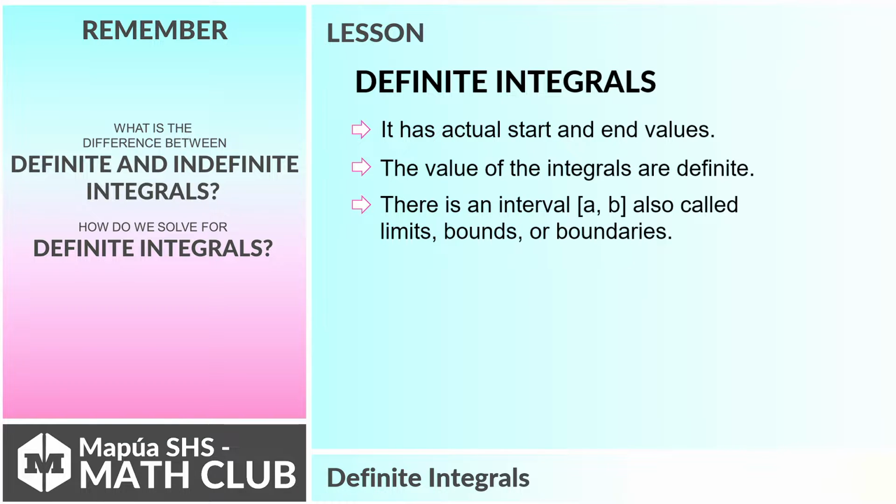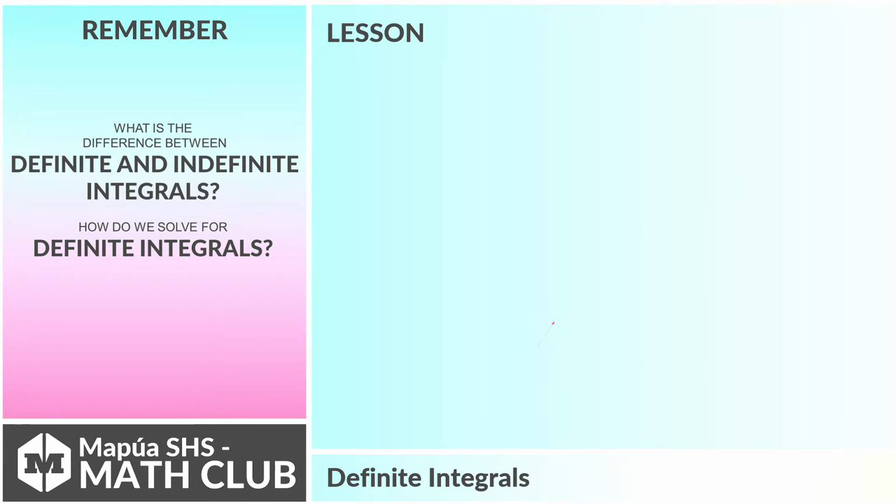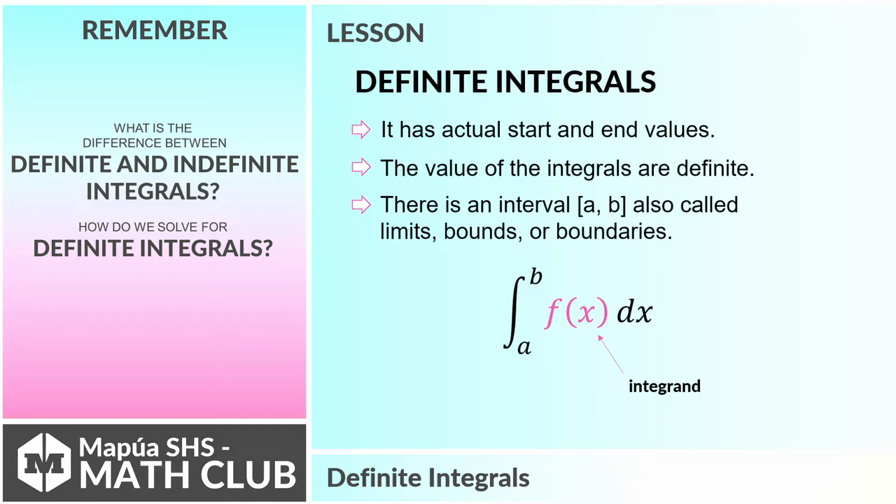And here is the notation of a definite integral. As we can observe from the notation of the definite integral, there are letters a and b. These are the limits of integration. b is the upper limit and a is the lower limit. The symbol right here, shaped like an S, is the integral sign, while the function f is called the integrand.